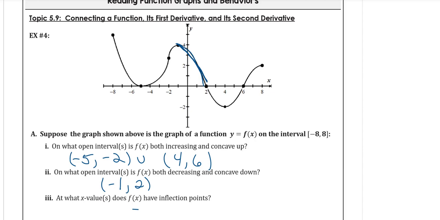And then the next part asks, at what x values does f have inflection points? So we want to look at where the concavity is changing. So we have one point here where we're concave up, and then at -2 we flip over. And then that happens again here. We're concave down till we get to 2, and then we flip over again. And then finally the last point would be here at 6. We're concave up, and then it flips over at 6.